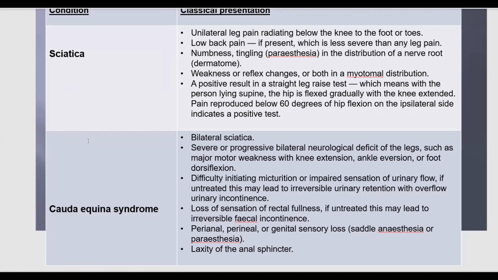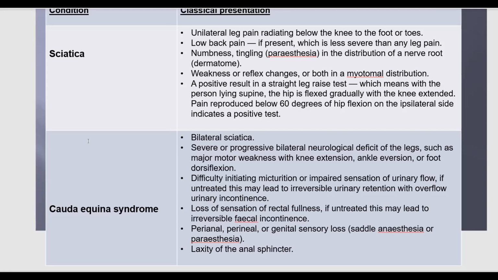This is all presentation. What is the management plan for sciatica? Please make sure you must tell me advice as well. Okay, anyone? How will you explain sciatica in simple words, and the management plan? Guys, can you hear me?